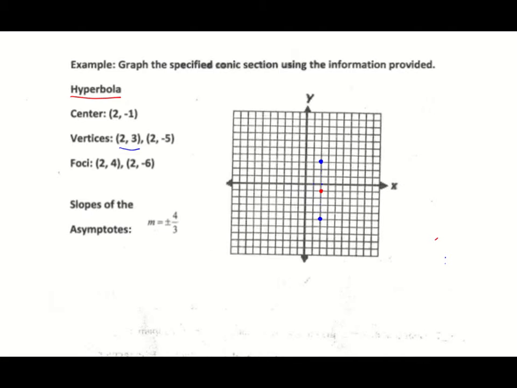Just from graphing these points here, if my center is here and my 2 vertices of my hyperbola are here, that means I'm going to have something that looks like this. My center has to be in the middle. My hyperbola is opening away from that center. My foci I have are (2, 4) and (2, -6). So let's see, 2 and 4, and 2 and -6.